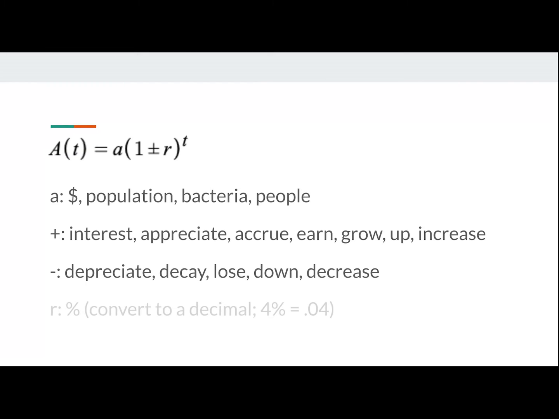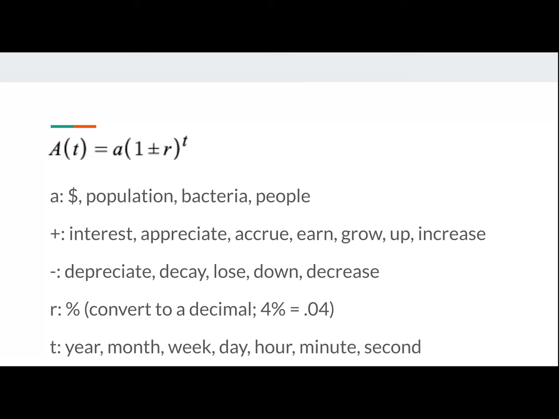The r is your percent rate, and you must convert this to a decimal for this to work. So for example, 4%, you wouldn't plug in a 4, you would plug in a 0.04. So you either need to divide by 100 or move the decimal place twice. And the last thing is t. This is going to be however many units of time you've gone, something like year, month, week, anything that tells you there's a certain amount of time that has elapsed.